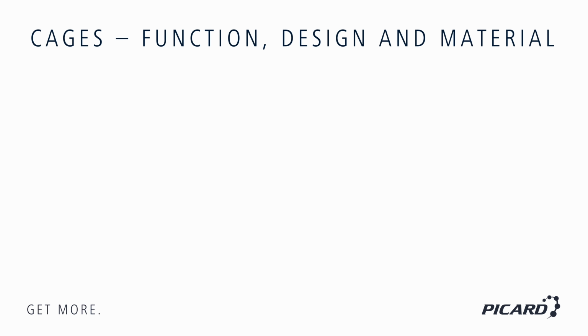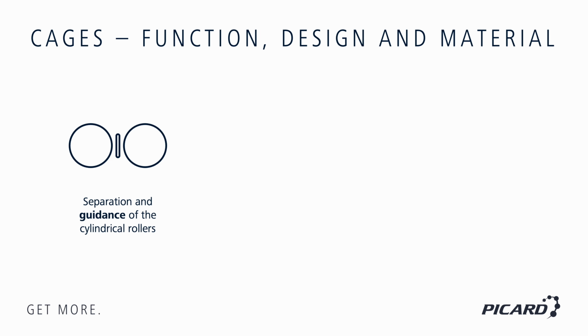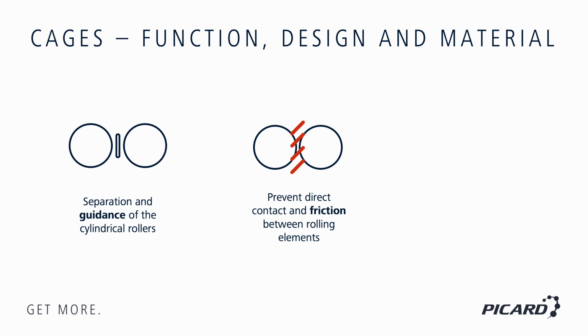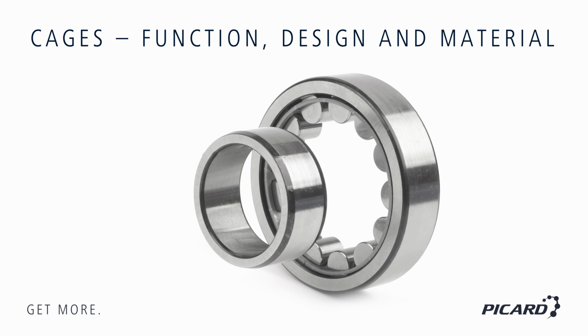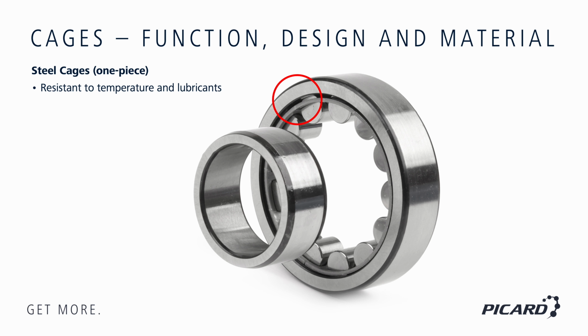Now we come to the cages. The cage separates the rollers, keeps them at a defined distance from one another, and ensures uniform guidance. In this way, it directly influences the friction behavior, the permissible rotational speed, and the temperature development in the bearing. Sheet steel cages are one-piece designs, can withstand high temperatures, and are resistant to synthetic oils and greases. In addition, their low radial height provides more space for lubricant.